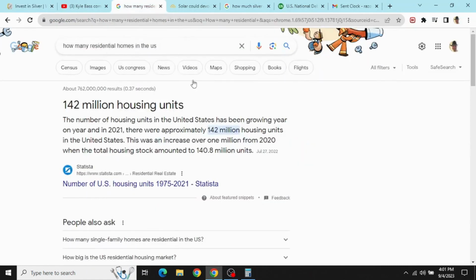So I will do a little research here. I just Googled it. I just want to know how many housing units there are in the United States. United States only, there's 142 million housing units, according to this little paragraph here. I guess the census was done in 2021, so there's even more now.